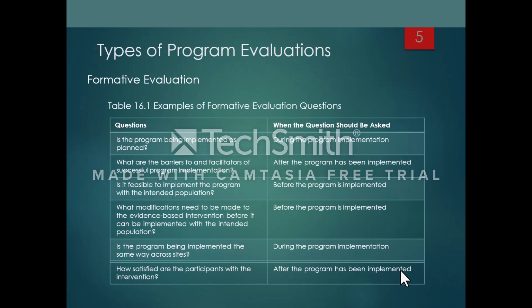So here are some examples of what the questions would look like if you're doing a formative evaluation. It tells you what the questions would be and when it would be asked. So for example, the first one, is the program being implemented as planned? You would ask this during the program implementation. What are some of the barriers to and facilitators of the successful program implementation? You would ask this after the program has been implemented. So another question is it feasible to implement the program with the intended population? So this is a question you would ask before the program is implemented.